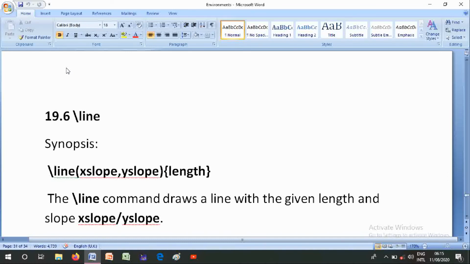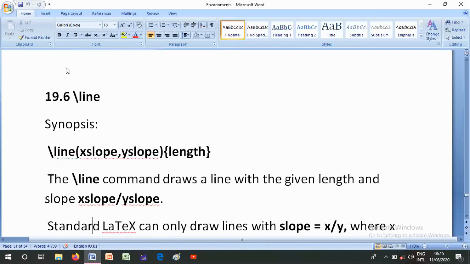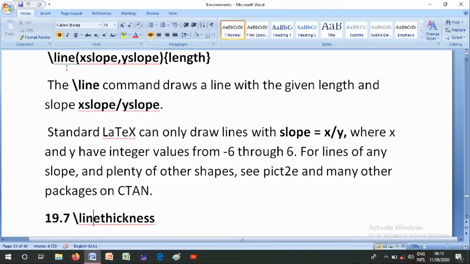19.6 is line. Its synopsis is \line(x slope,y slope){length}. The line command draws a line with the given length and slope x slope, y slope. Standard LaTeX can only draw lines with slope x over y, where x and y have integer values from -6 through 6. For lines of any slope, and plenty of other shapes, see pict2e and many other packages on CTAN.